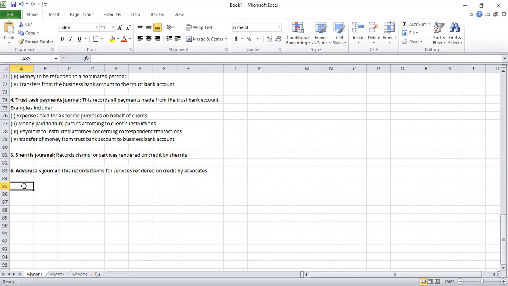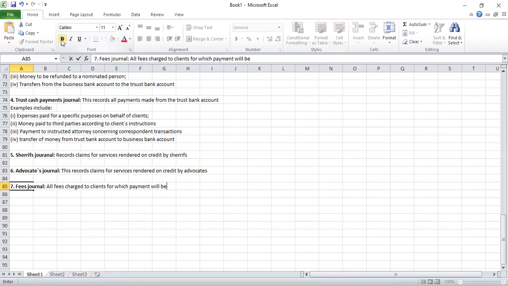Right. We have got the fees journal. That's all fees charged to clients for which payment will be received later. So if you provide services to clients on credit, and you charge them, you give them an invoice, you have already done the work, those fees will be recorded in the fees journal. If they pay, you would record in the cash receipts journal.